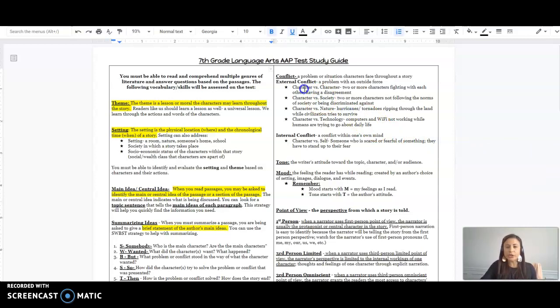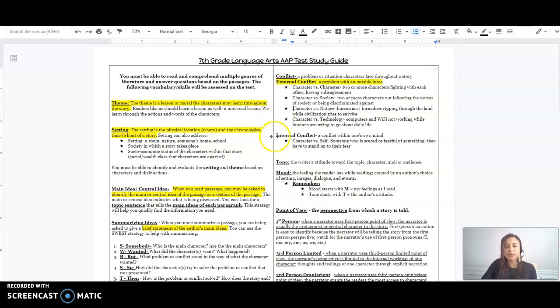Now, I did just say that we're going to go over conflict. As we go over conflict, remember that there are two different types of conflicts. There's external conflict. Remember, that's a problem with an outside force, and there are several different types of external conflicts. There's character versus character, or man versus man, when two people or two things go against each other. There's character versus society, character versus nature, character versus technology, and one that is evident in most stories is character versus character or man versus man, and we also see a lot of the time character versus nature.